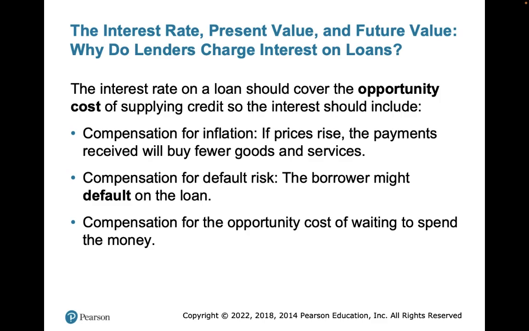First of all, let's see how the interest rate on a loan should cover the opportunity cost. As we all know, opportunity cost is the next available alternative which you didn't choose. Now for you to be able to cover the opportunity cost of that next available choice you didn't go for, first of all, the interest rate has to compensate for the inflation, compensate for the default risk, and compensate for the opportunity cost.